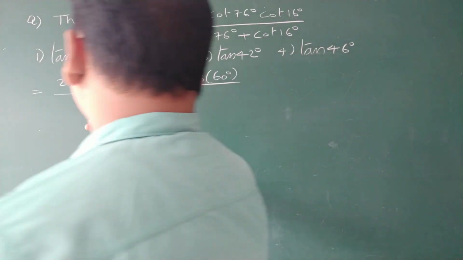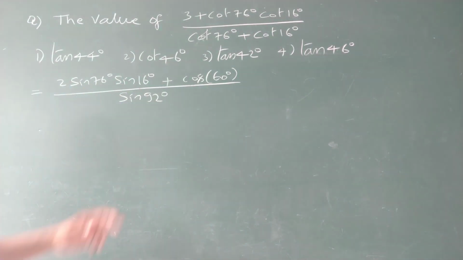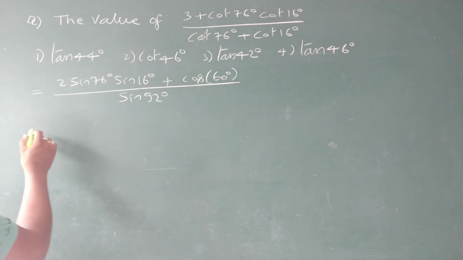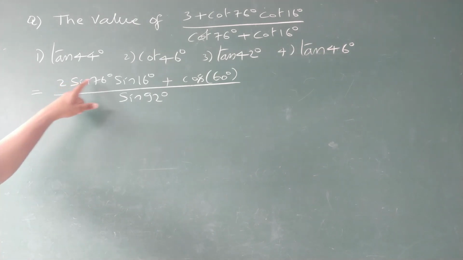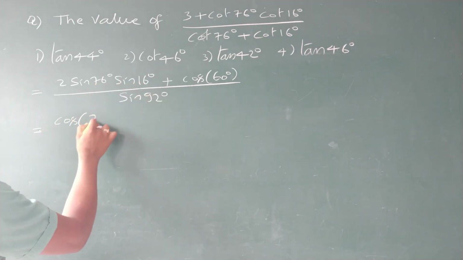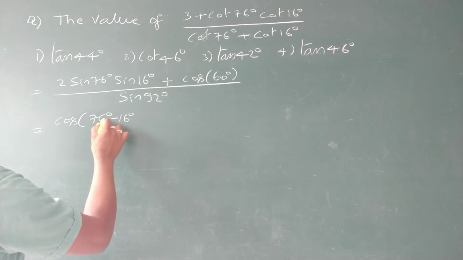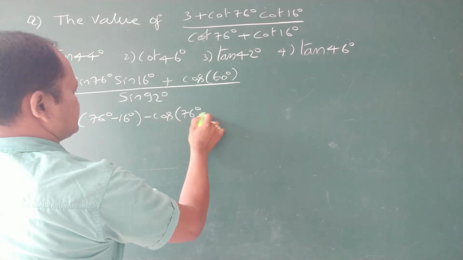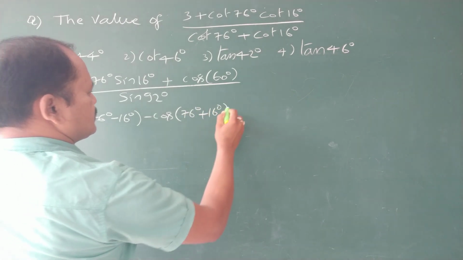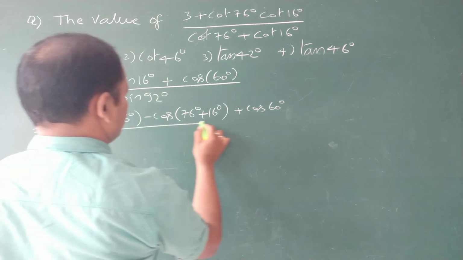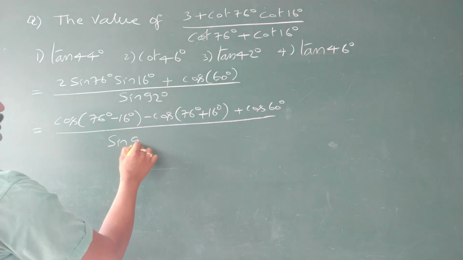Now here it is 2 sin 76 sin 16 plus cos 60 in the numerator, and the denominator is sin 92. Now this is in the form of 2 sin A sin B. 2 sin A sin B is nothing but cos(A minus B) minus cos(A plus B). So this is cos 60 degrees whole by sin 92 degrees.